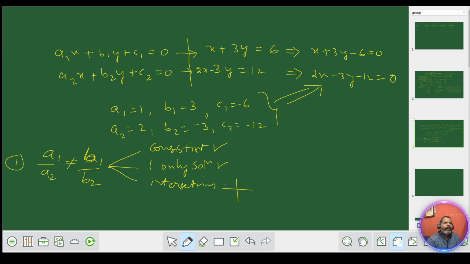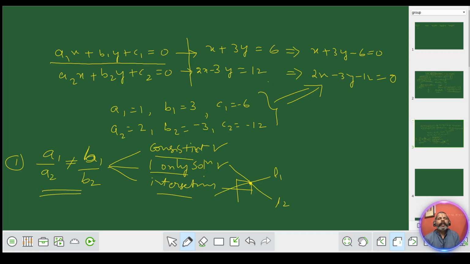When we draw, what is the type of graph for a linear equation in two variables? We saw in previous class, it's a straight line. So for example, if I draw the first line equation and the second one, this coordinate is the solution. So basically, they will have one solution because they intersect at one point. They are intersecting lines, and the solution type will be consistent.